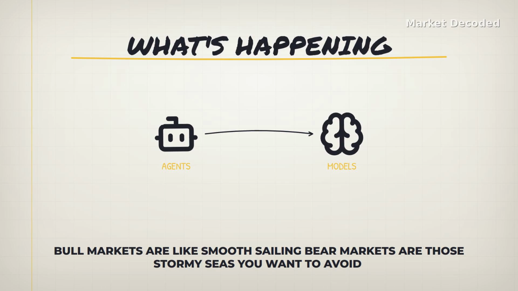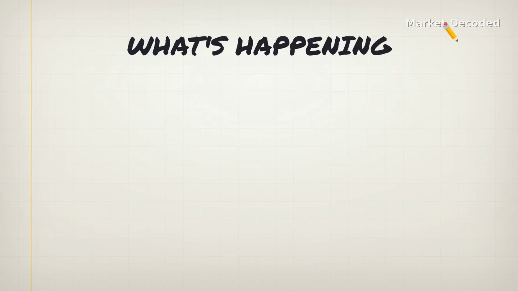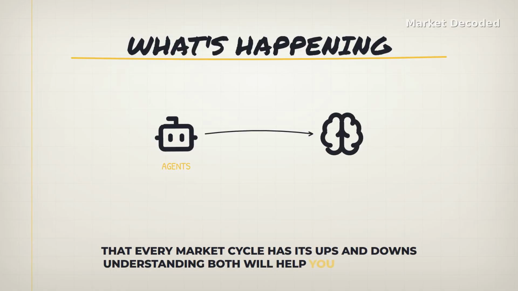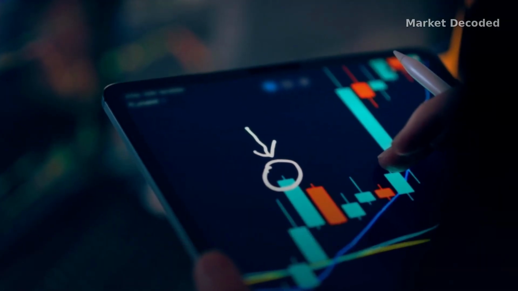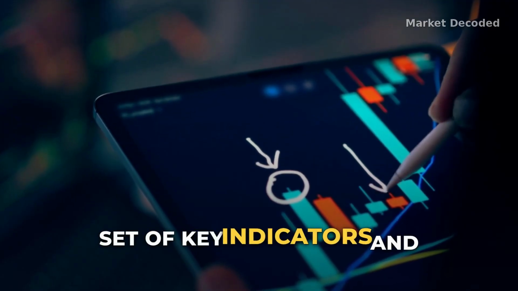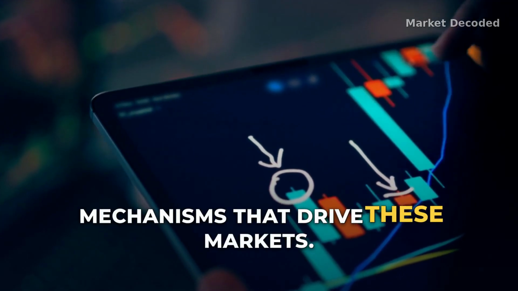The key is to stay informed, be patient, and remember that every market cycle has its ups and downs. Understanding both will help you navigate through them all. What exactly sets a bull market apart from a bear market? And how do we know when we're in one or the other? The answer lies in a set of key indicators and mechanisms that drive these markets.